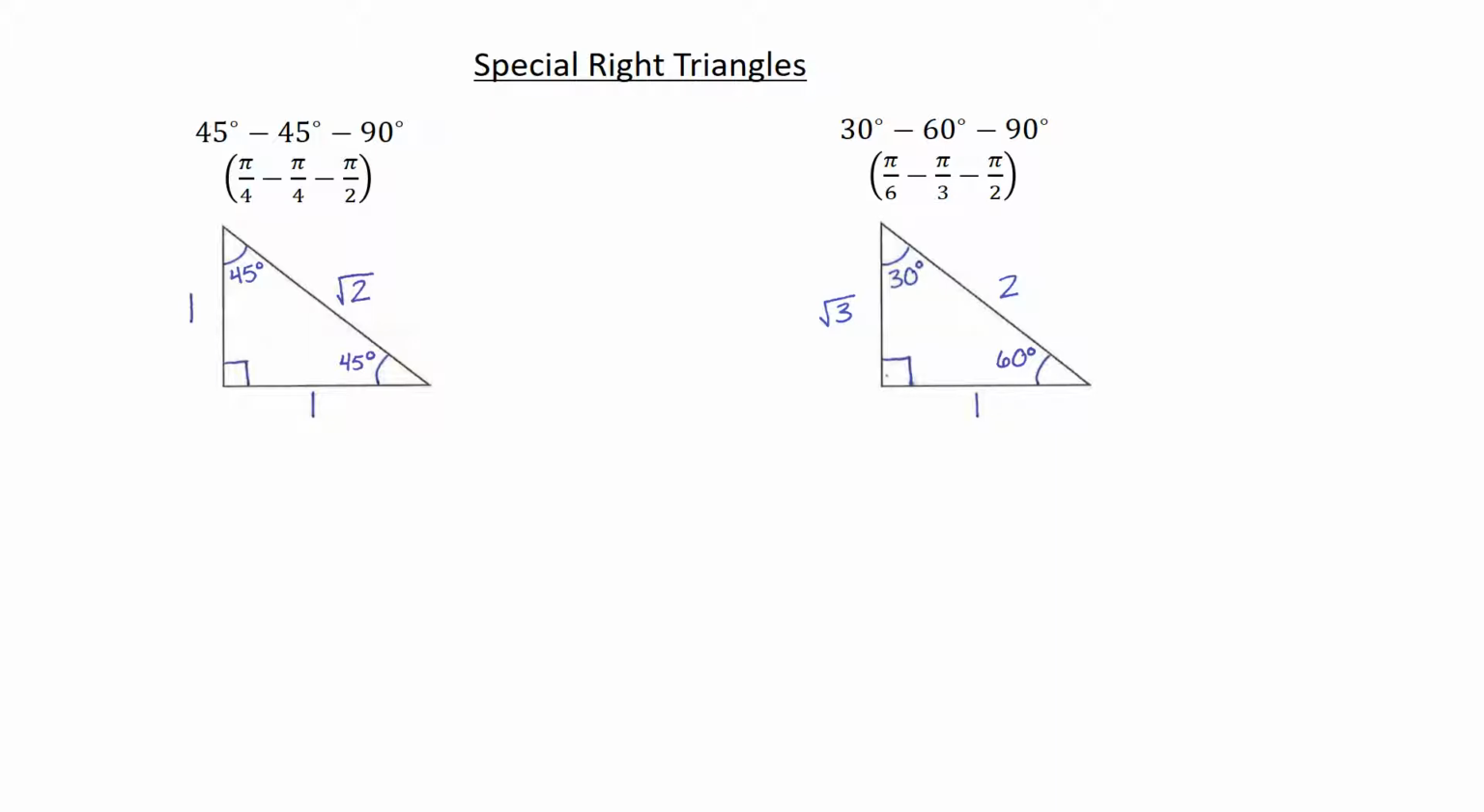So we're going to use the special right triangles to evaluate. Number 1, find sine of 30 degrees. So we're going to use the 30, 60, 90 triangle and the fact that sine is opposite over hypotenuse. So opposite 30 is 1 and the hypotenuse is 2. So sine of 30 is 1/2.